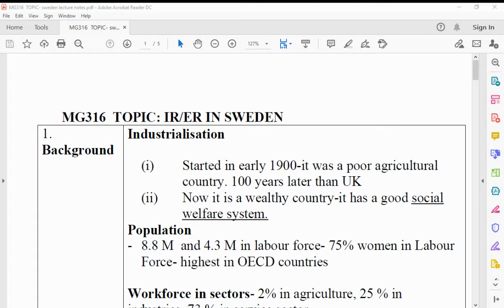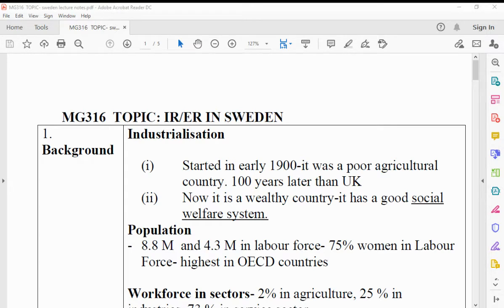Hello and welcome to another satellite tutorial for MG316. In today's satellite tutorial, we are going to look at ER in Sweden. Now, in last week's satellite tutorial, we covered Germany, employment relations in Germany.